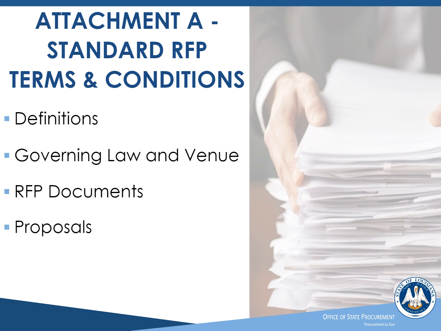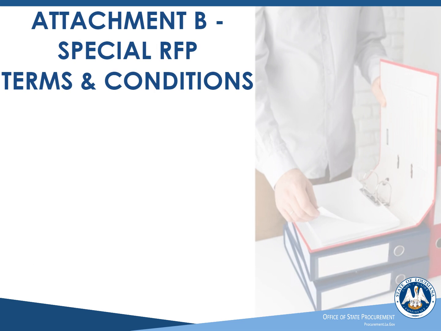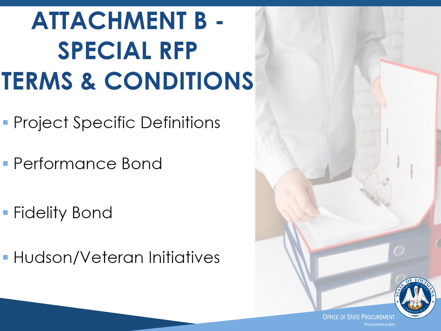The fourth section is proposals. This section instructs potential proposers about their rights and responsibilities regarding their proposal in the RFP. The fifth and final section of Attachment A is rights reserved to the state. The clauses stated in this section are rejection of proposals, cancellation, proposers' cooperation, and no guarantee of quantities. The second attachment is Attachment B, Special RFP Terms and Conditions. This attachment contains project or agency-specific RFP terms and conditions provided by the agency. Some examples are Performance Bond, Fidelity Bond, and Hudson Veteran Initiatives.